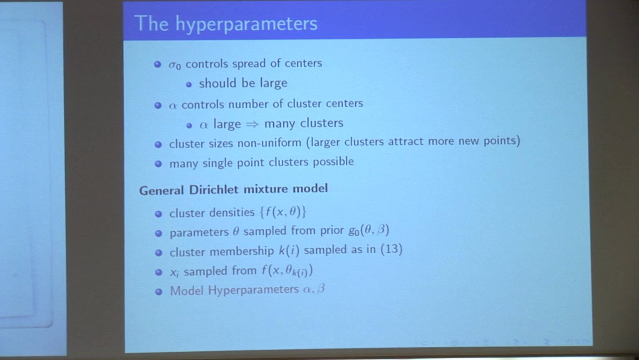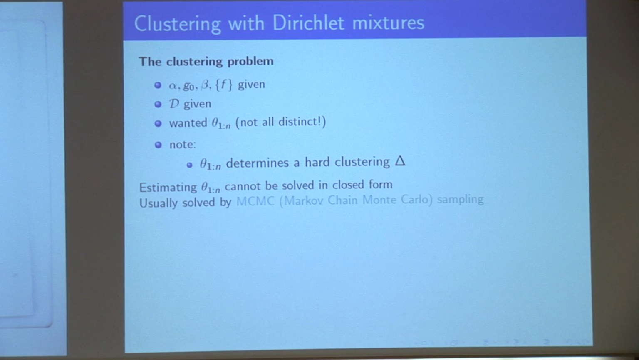But now we have data, and the question is how do we fit a model like this to the data, and how do we get a clustering out of it. Actually, it's clear how we get the clustering. The question is how we fit the model to the data. So this is what I formulated as the clustering problem. I am given the priors, like the parametric family, the parameters of the Dirichlet mixture model, and I'm given the data, and I want to find the clustering.